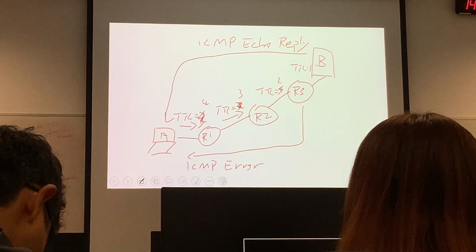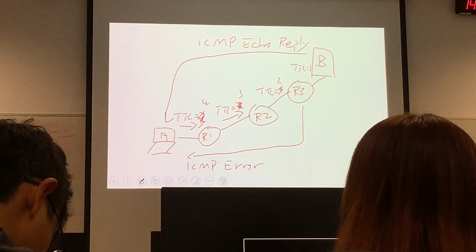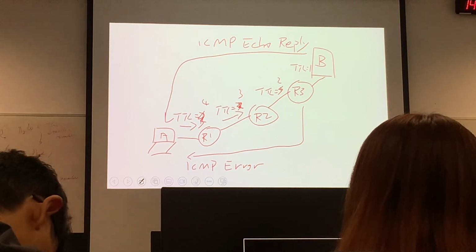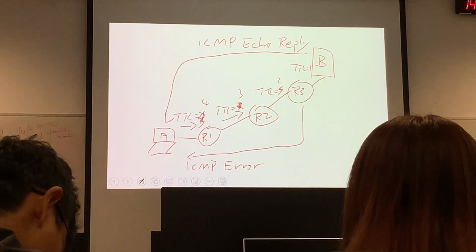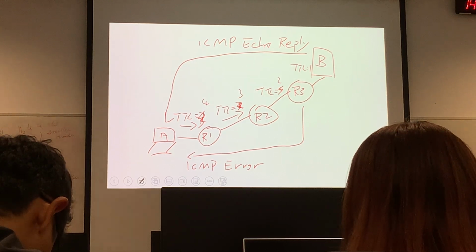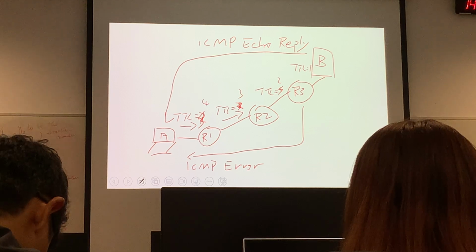So the traceroute command, in fact, is actually sending out a series of ICMP echo requests. Then it keeps increasing the TTL values until it actually reaches the destination. So it actually gives you a whole list of IP addresses.